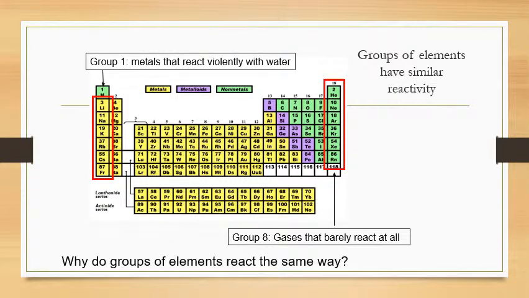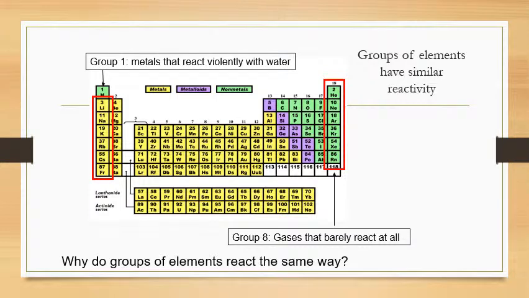So we're going to start off with group 1, and these metals, which we will discover through the demonstration, will react violently with water. Groups of elements have similar physical and chemical properties. Groups of elements have similar reactivity as well. And in terms of group 8, these gases barely react at all because of the electronic configuration.